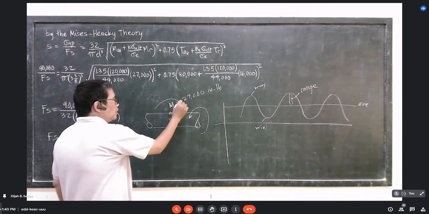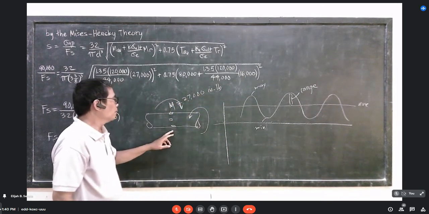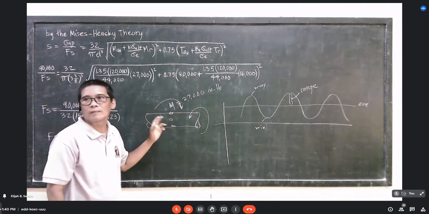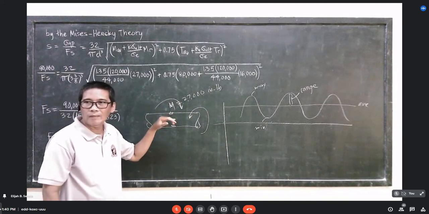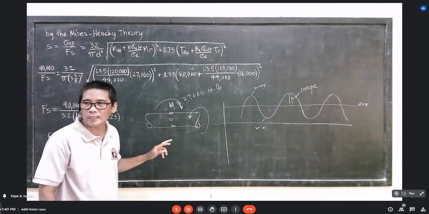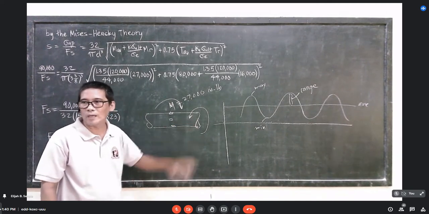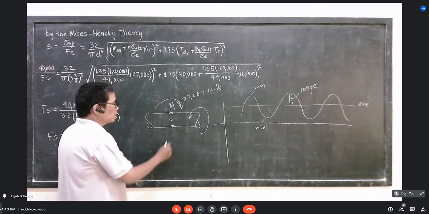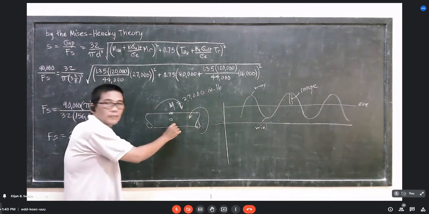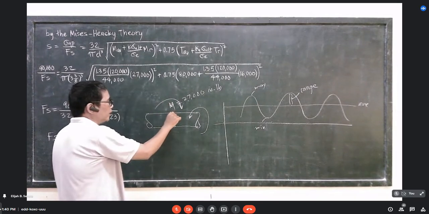So actually, this moment fluctuates on the element. Although it is a moment that is applied on the shaft steadily, in our analysis the element experiences a fluctuating bending moment. So that is why it fluctuates. Now the bending moment here is opposite to the bending moment here.